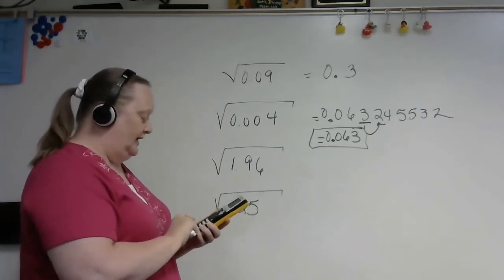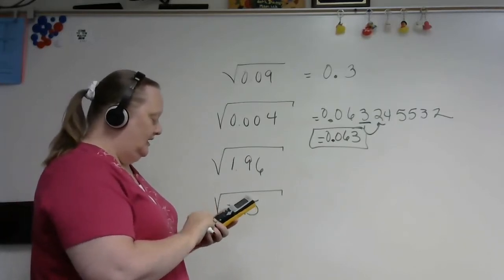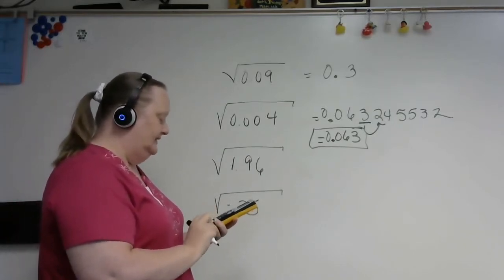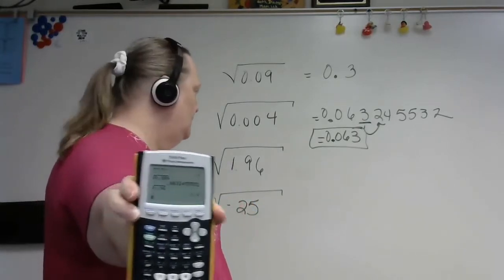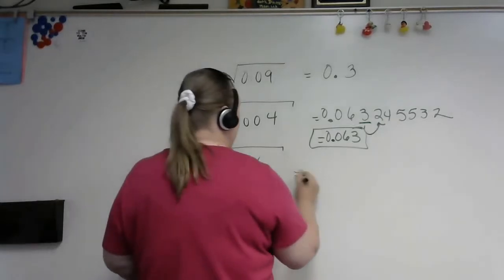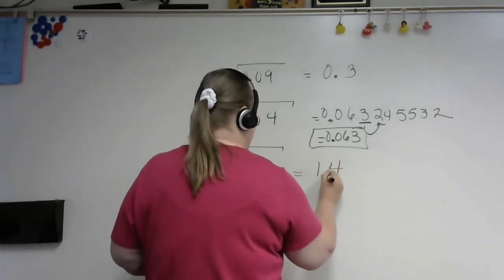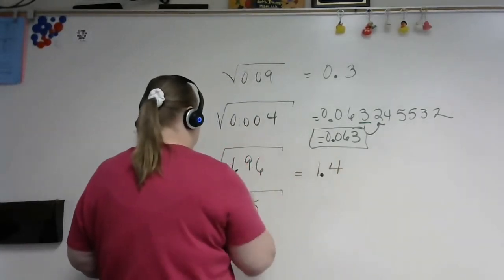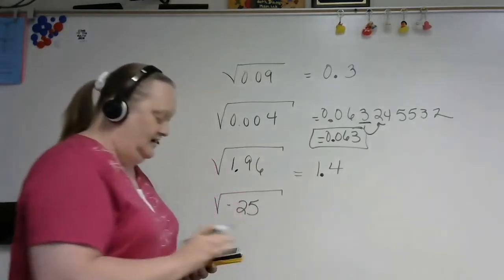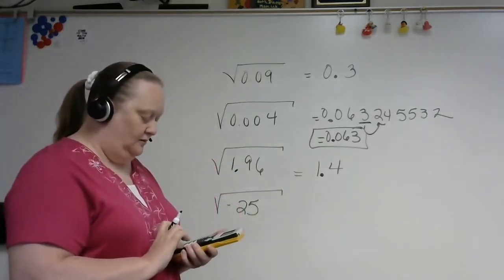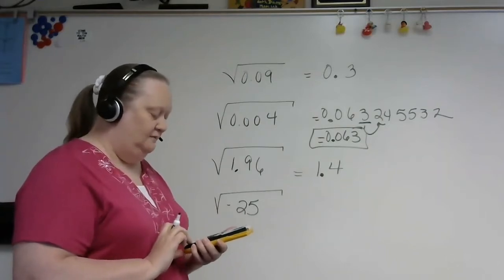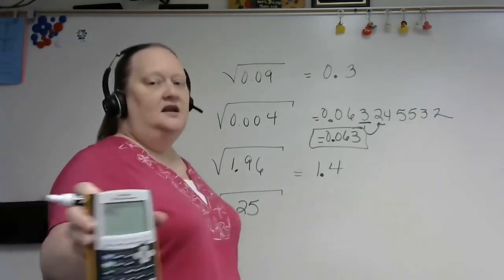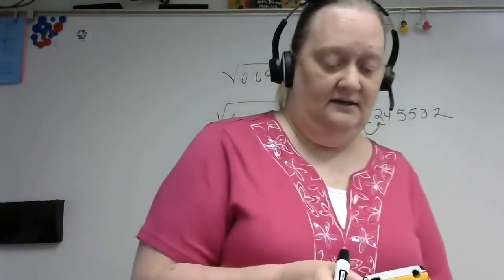Okay, let's do the square root of 1.96, which gives me 1.4. That one does not have to be rounded. Okay, and now we'll do the square root of -25. We're throwing a negative there. Notice what happens. Well, let me do it again because you don't see that.